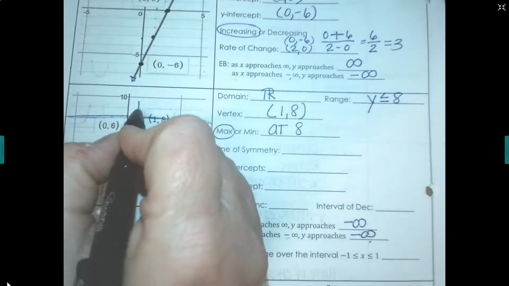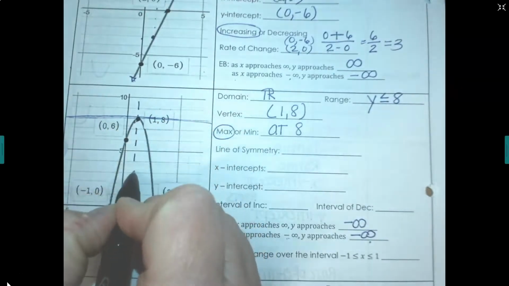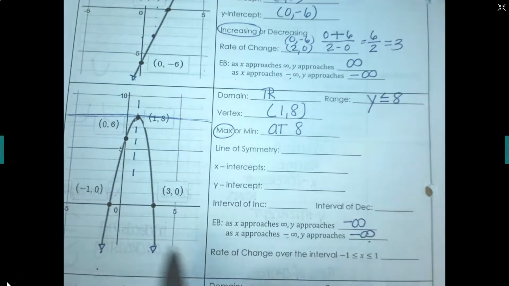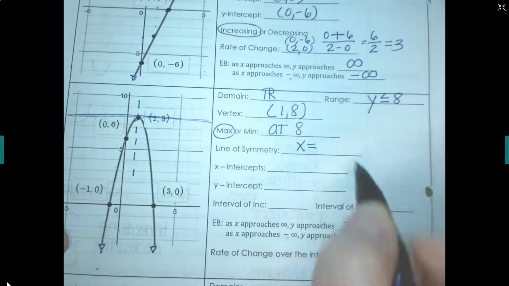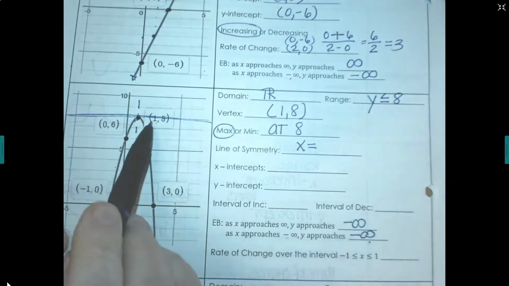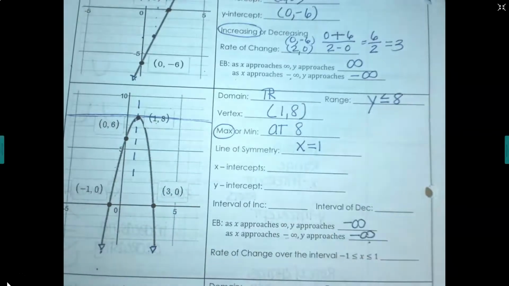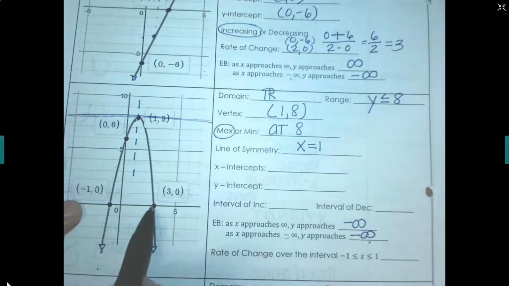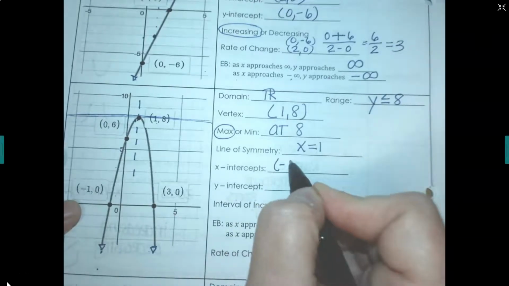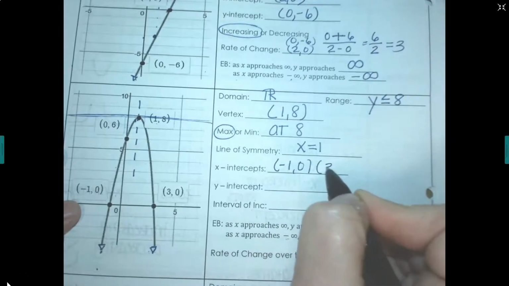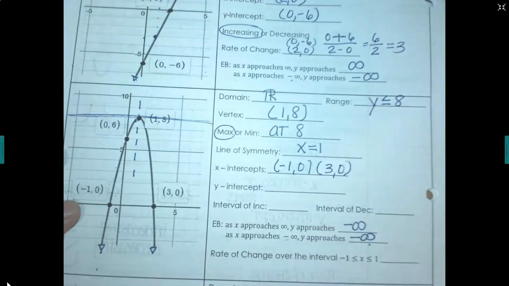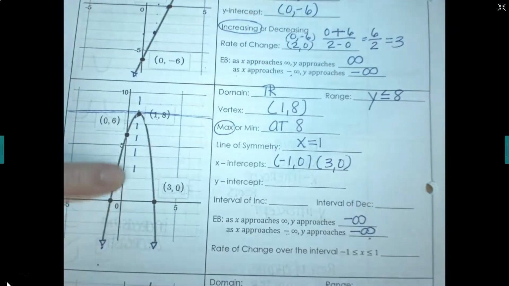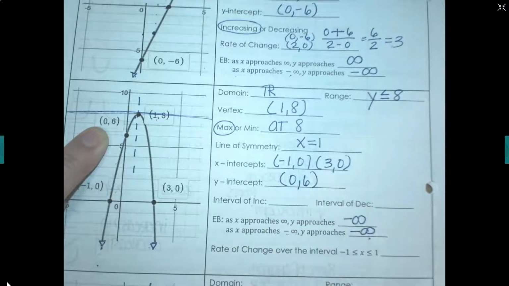Your line of symmetry, axis of symmetry, will go through right there. It divides the graph into 2 symmetrical areas, and we're going to name it x equals, because it's a vertical line, and the x value of the vertex, x equals 1. My x-intercepts, I have 2 here because my graph turns around and changes direction, so I end up with 2. I have one at (-1, 0), and the other one's at (3, 0). My y-intercept is where the graph crosses the y-axis, so it's right here at (0, 6).